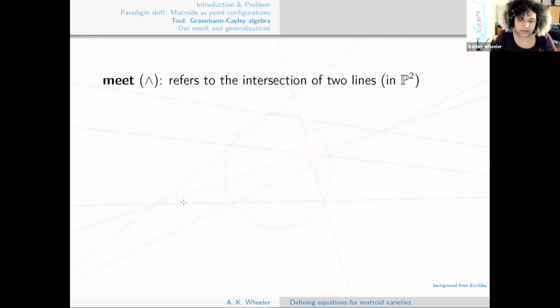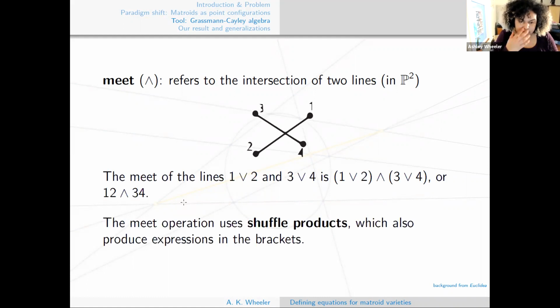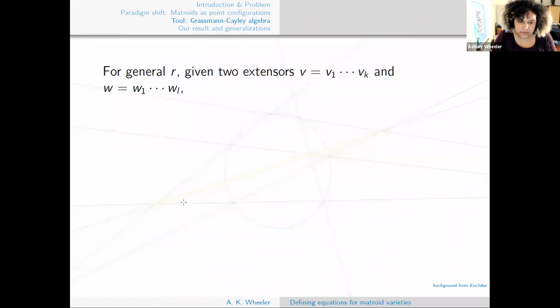The other operation is the meet. And in P2, this refers to the intersection of 2 lines. So here's a picture. The points are labeled 1 through 4. And we have the meet of the lines 1 join 2 and 3 join 4 is 1 join 2 meet 3 join 4. Or again, we oftentimes suppress the notation for join. The meet operation uses what's called a shuffle product. And this is how we obtain expressions in the brackets. So let me show you the formal definition of the meet, and then I'll go through an example so you can see what it really is.